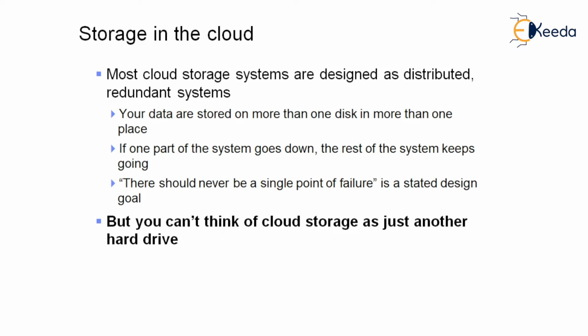Most cloud storage systems are designed as distributed redundant systems, in terms of your data being stored on more than one disk in more than one place. Then if one part of the system goes down, the rest of the system keeps going. Again, there should never be a single point of failure; it is a stated design goal. But you can't think of cloud storage as just another hard drive.